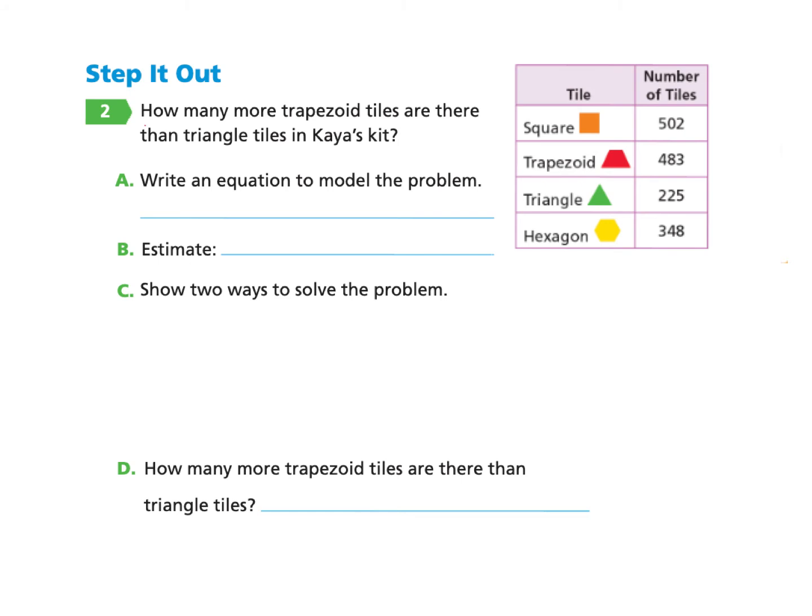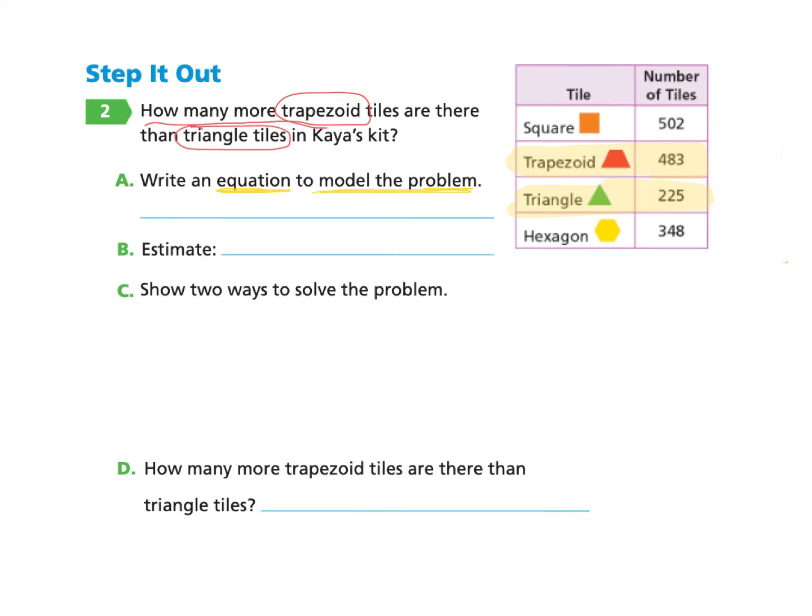How many more trapezoid tiles are there than triangle tiles in Kaya's kit? So we look over at the chart and we find the trapezoid is 483 tiles and the triangle is 225. So we've found those on the chart. Now let's look at Part A. Part A asks, write an equation to model the problem. If you would like to pause and try this on your own, you may do so.